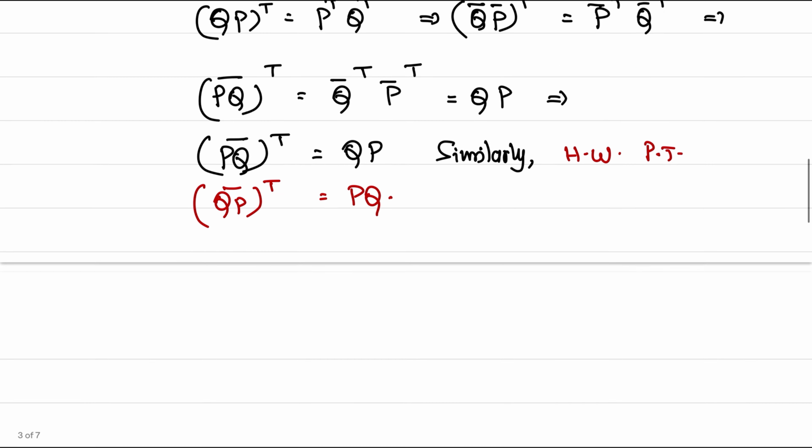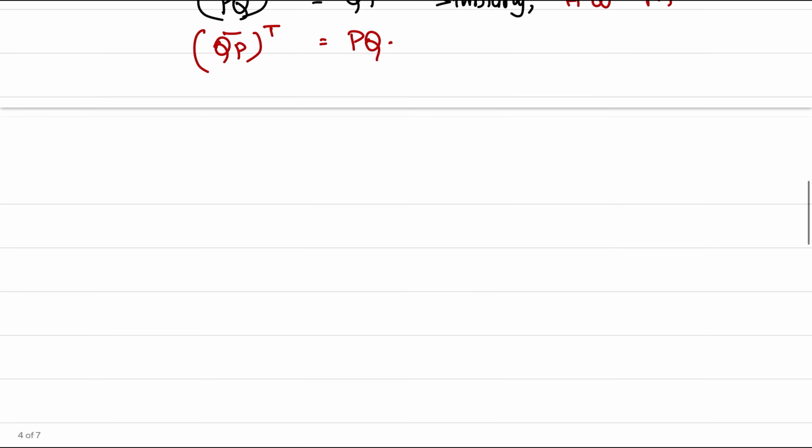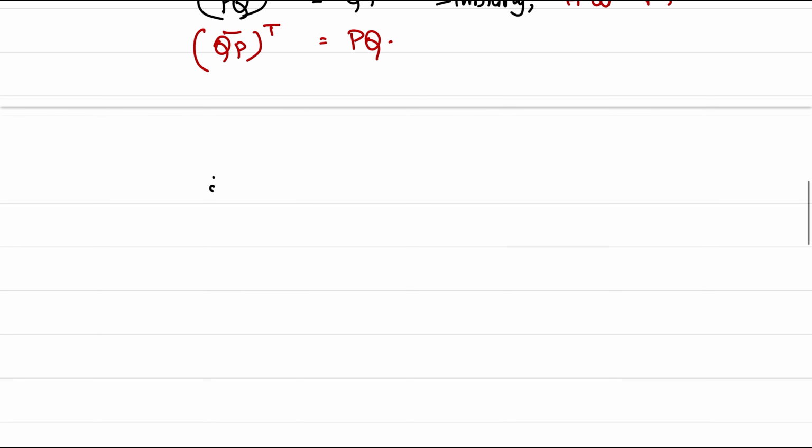Now, what are we required to find? I into PQ minus QP. I into PQ minus QP is equal to what?